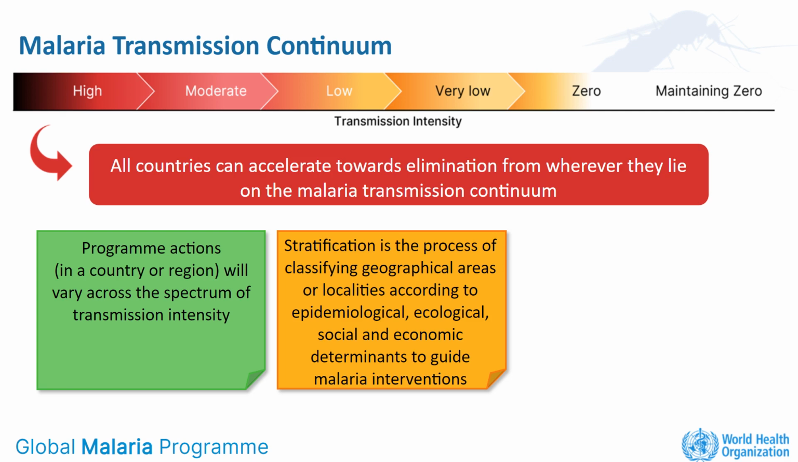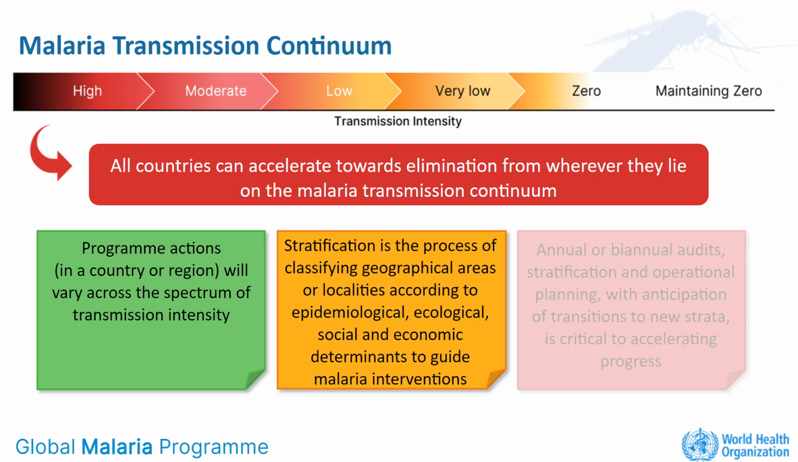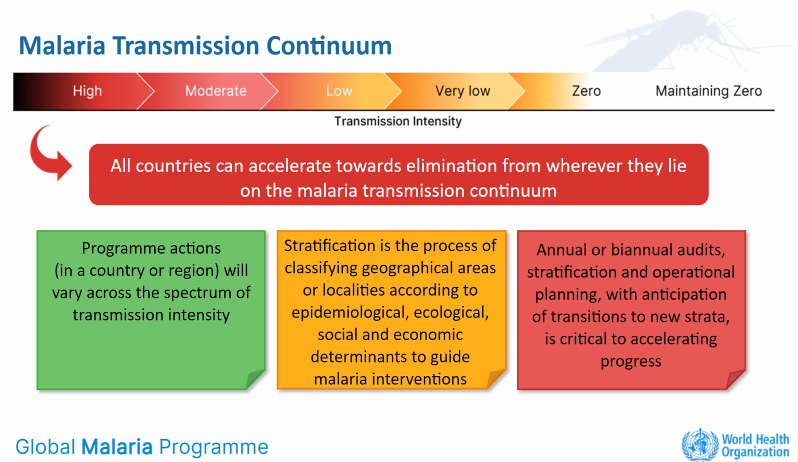achieve elimination. To achieve elimination, countries are recommended to audit their programs, analyze their situation, and re-stratify annually, adjusting operational plans to anticipate the transition of subnational areas from one stratum to the next as they progress. Through iterative review, analysis, planning, and transition, countries can accelerate towards malaria elimination.